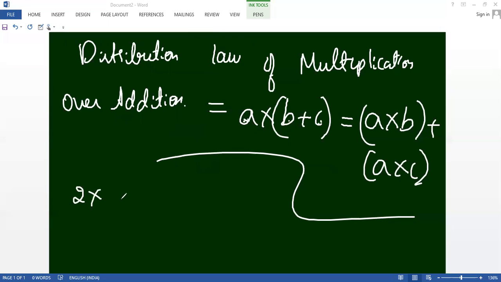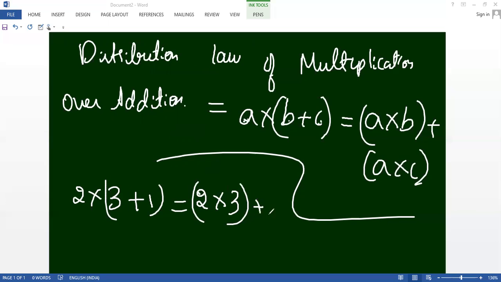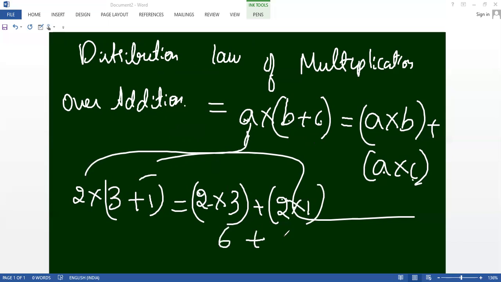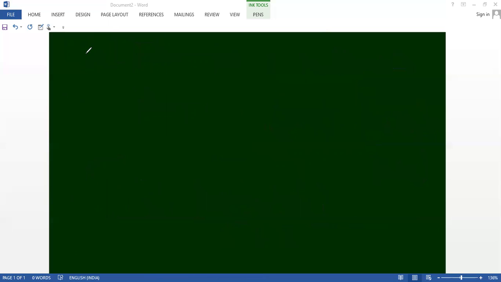For example, 2 into 3 plus 1 is equal to 2 into 3 plus A into C. A is nothing but the 2, and C is nothing but the 1. 2 3s are 6 plus 2 1s are 2. Here it comes 2 into 4, 4 2s are 8. 6 plus 2 is 8. So this is true. This proves it.